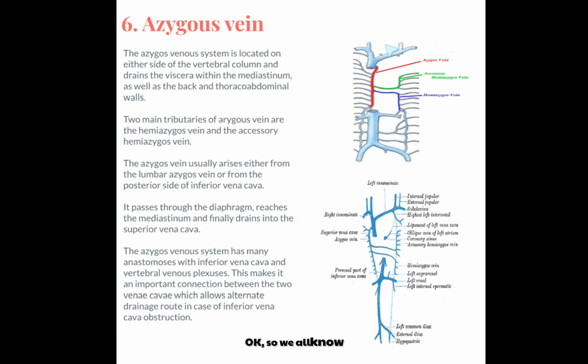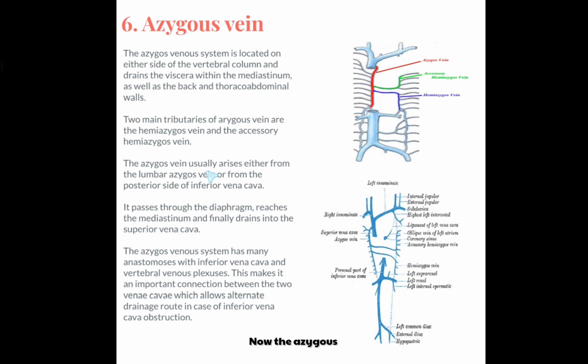Now mostly they'll ask you the tributaries of the azygous vein. We all know the tributaries of the azygous vein: the hemiazygous vein and the accessory hemiazygous vein. You can see in this picture, this is the azygous vein, arising from the inferior vena cava, and these are the two branches. The first one is the accessory hemiazygous vein, and the next one is the hemiazygous vein.